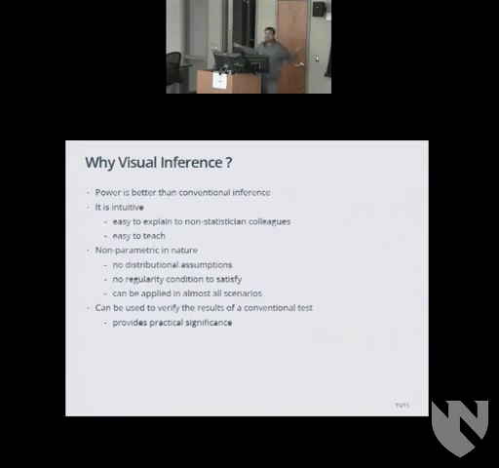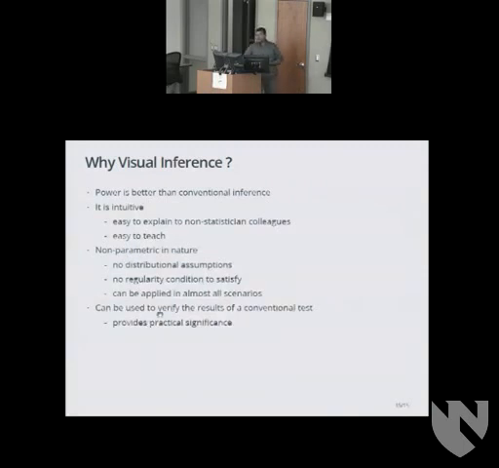Now we release all those conditions. We don't have any condition now. So that's why we see this power. That's why this power is boosting right now, because it releases the dam, right? Same thing in here. Because of this flexibility, this method can be applied in almost all scenarios. You name a scenario, you can use visual inference in there. Okay?